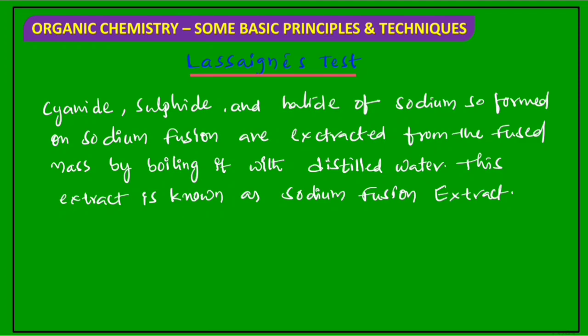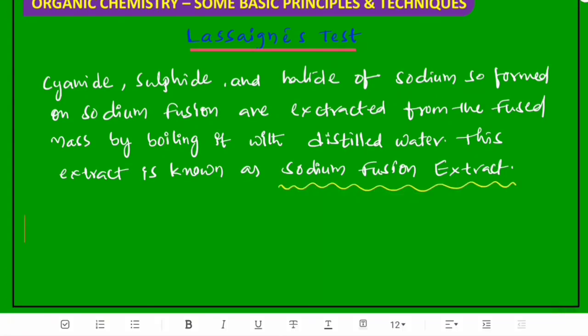Lassaigne's test means the cyanides, sulfides and halides of sodium so formed on sodium fusion are extracted from the fusion mass by boiling it with distilled water. This extract is known as sodium fusion extract.